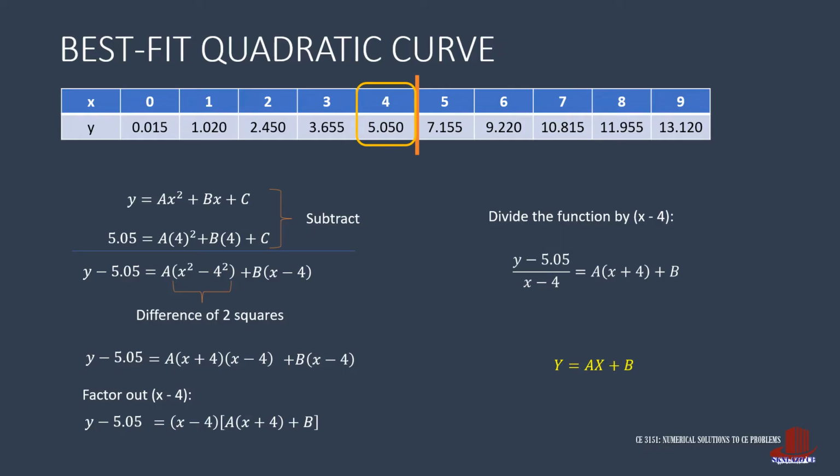Now if we compare this resulting function to the format we are dependent on, y equals ax plus b, we take the ratio of y minus 5.05 with x minus 4 as Y, and also x plus 4 as X. But then be extra careful that although we are using the same variables, we have the transformed function with capital Y and capital X instead of the original function using small x and y.